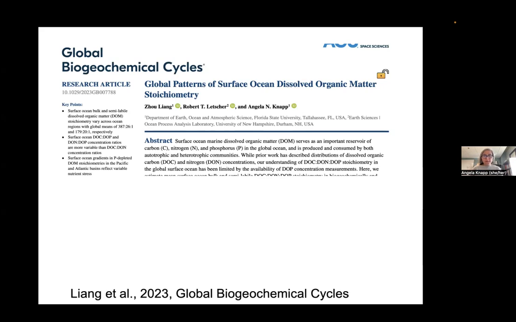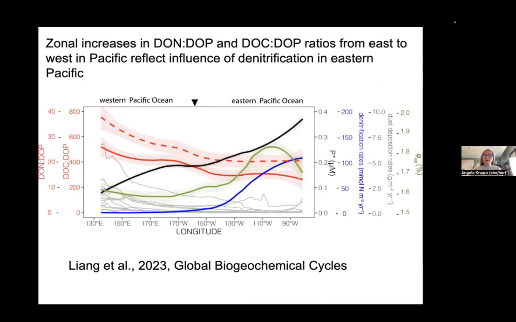And so what we found are a couple, I'm just going to give you the big punchlines here. We found zonal trends in the Pacific and meridional trends in the Atlantic. So here I'm showing you results from the Pacific. This is longitude on the x-axis, and it includes all the data from both the North and the South Pacific. The left-hand y-axes are DON to DOP and DOC to DOP concentration ratios in red, and then the black line is P star.